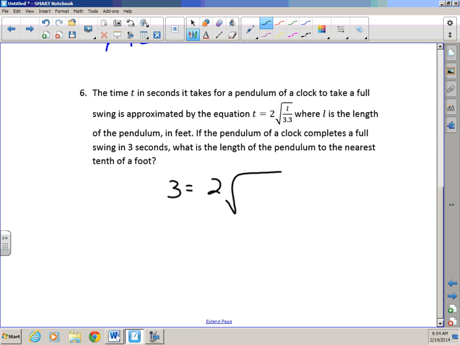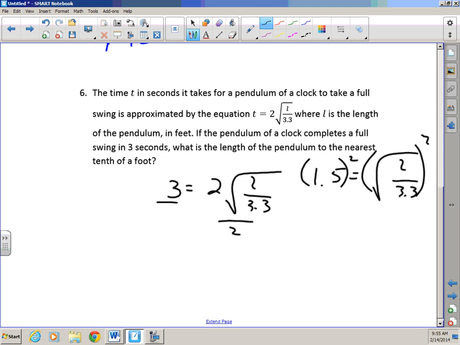2 radical L over 3.3. So I want to isolate this radical, so I'm going to divide by 2. So I get 1.5 is equal to the square root of L over 3.3. Now I'm going to square both sides, and I'm going to get 2.25 is equal to L over 3.3, and I cross multiply to get 7.425 is equal to the L.